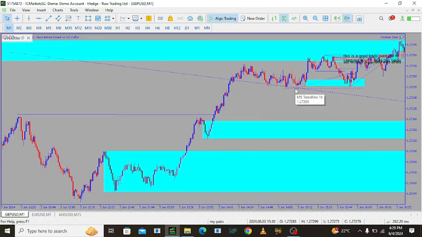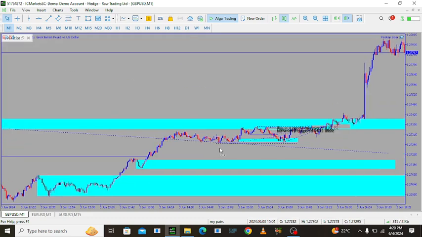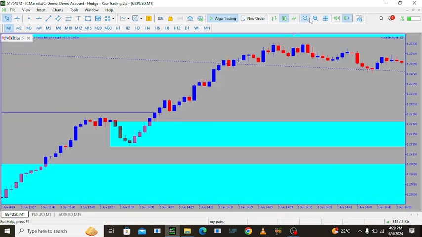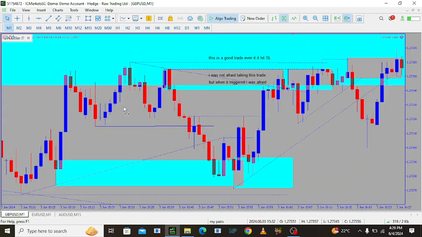I was hoping to take out these equal lows in this trend line liquidity to this point of interest or this order flow here. This was a counter trend.